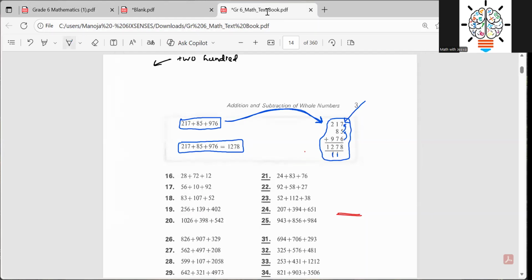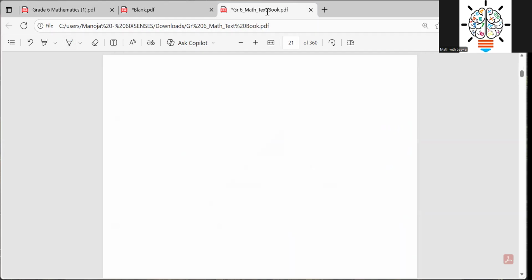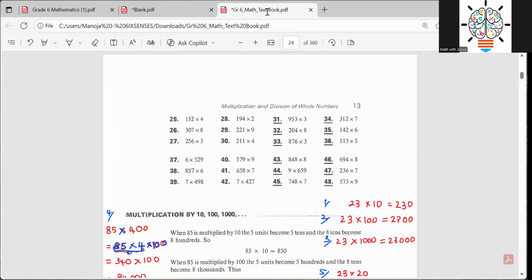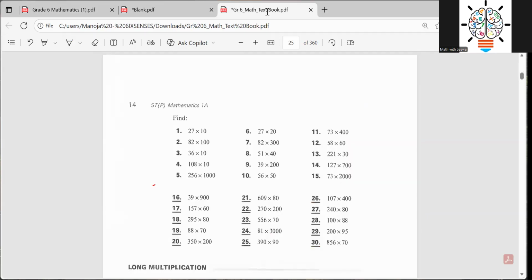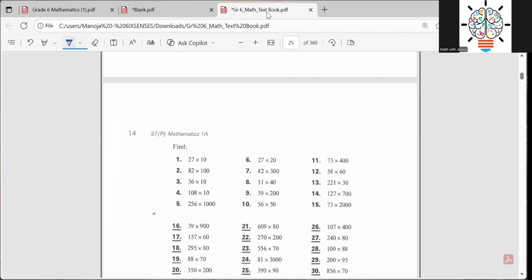It is from the multiplication lesson, right? You can see how they have taken the question from your textbook itself. If you can remember, 23 multiplied by 10, you straight away write 23 and 0. If you have 23 multiplied by 100, you write 23 and 2 zeros. And if you multiply 23 by 1000, you write 23 and 3 zeros. That is one theory you should know.